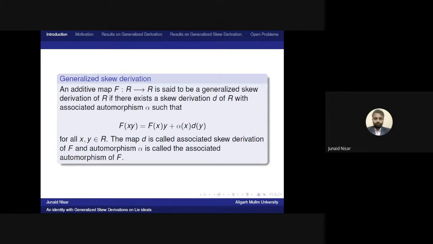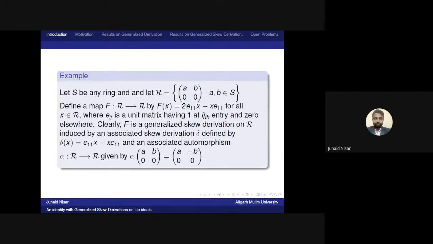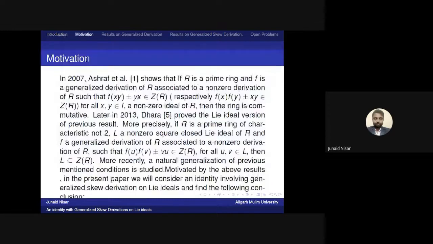Now we define generalized skew derivation. An additive map F from ring R to R is a generalized skew derivation if there exists a skew derivation D of R with associated automorphism α such that F(xy) = F(x)y + α(x)D(y). The map D is called the associated skew derivation and the automorphism α is called the associated automorphism of R. This is an example of a generalized skew derivation. Now come to my second chapter, motivation.